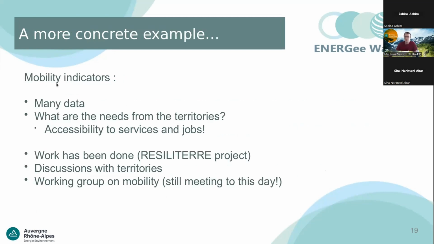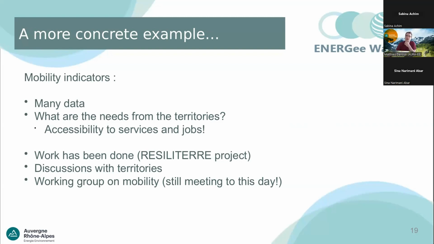In our region a few months ago, we created a mobility-related working group, because when you look at mobility, you see that there are many data that are available for mobility, like electric vehicle charging points, roads, the flows of public transport and the use of public transport, maybe the highways and the use of the highways entry and exits. So you have many data, but what are the needs from the territories?